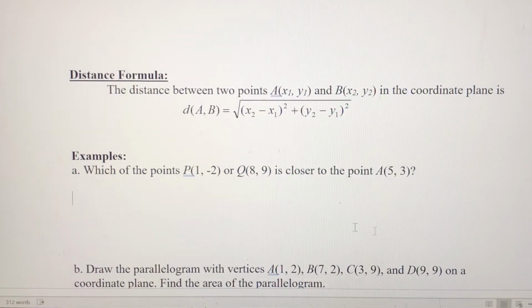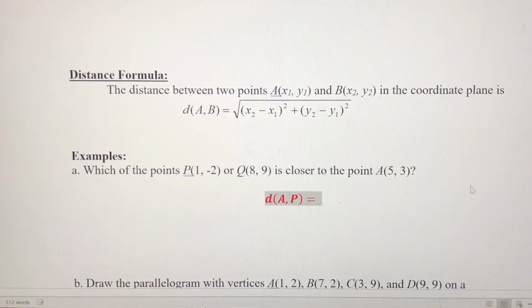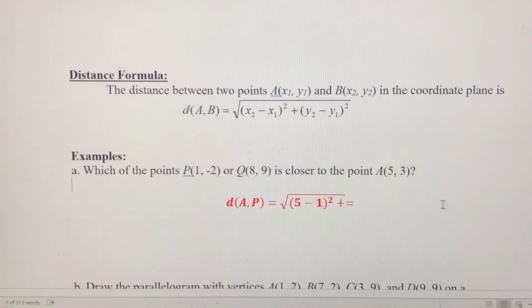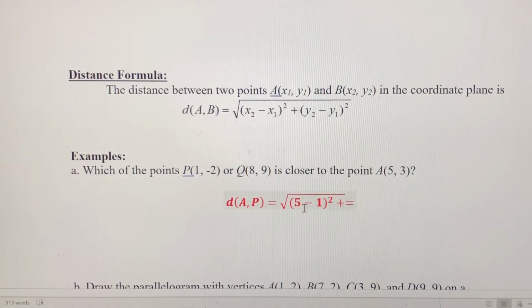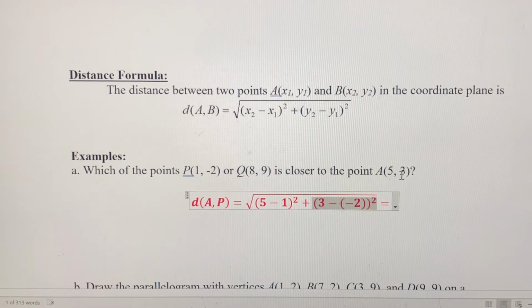All right, so first thing I'm going to do is find the distance from A to point P, okay? So let's plug in our values. So I'm going to plug in the x's first. So I'm going to start with point A. I'm going to do 5 minus 1, okay? And then I'm going to do 3 minus the y coordinate -2. Okay, so notice this is the difference of the x coordinates to the second power, and then plus the difference of the y coordinates to the second power.